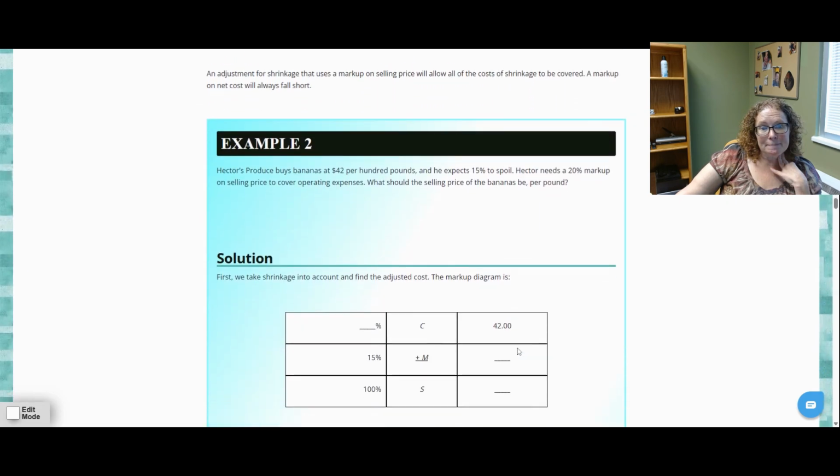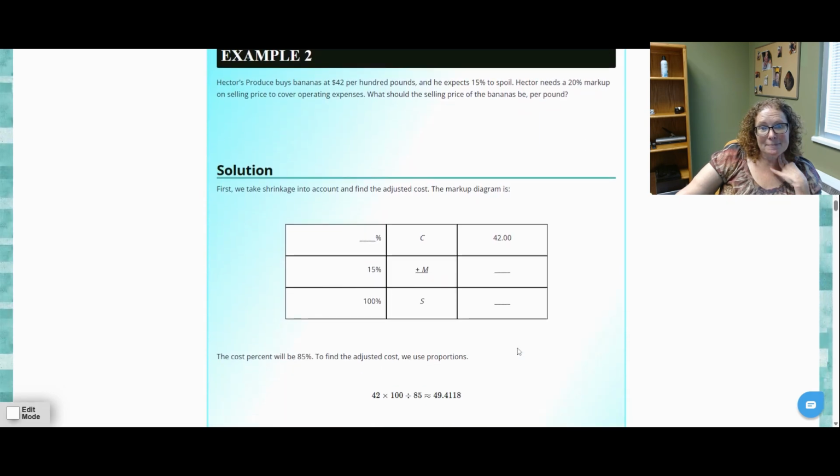And here's a good one. Hector's Produce buys bananas at $42 per 100 pounds, and he expects 15% to spoil. Hector needs a 20% markup on selling price to cover operating expenses. What should the selling price of the bananas be per pound? You might want to just say 15 plus 20. No, we can't do that again. So we have to tack on. So the cost percent would be 85%.